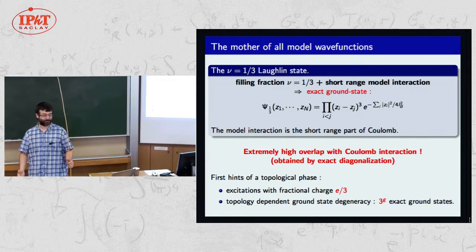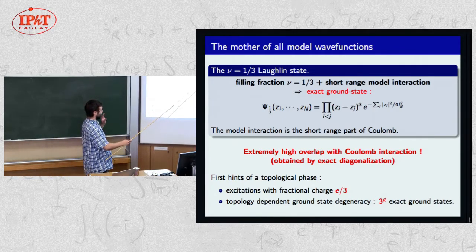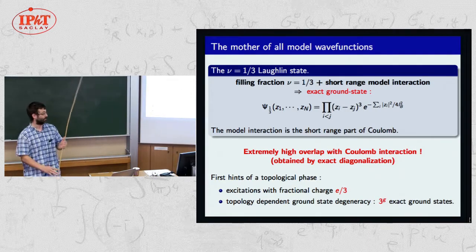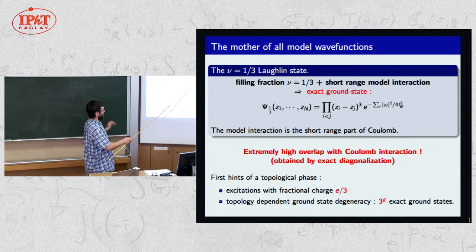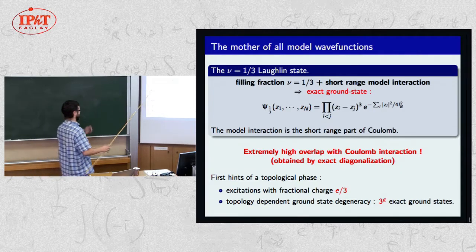Obviously, it's too simple. But actually, it is the exact zero energy state of some idealized interaction, which you can think of as a short part of Coulomb. So it's an ultra-local interaction. It's basically the derivative of the delta function. So once projected to the lowest Landau level, the wave function is a zero energy state as long as it vanishes with a power 3 when you bring two particles together. So that's a ground state.